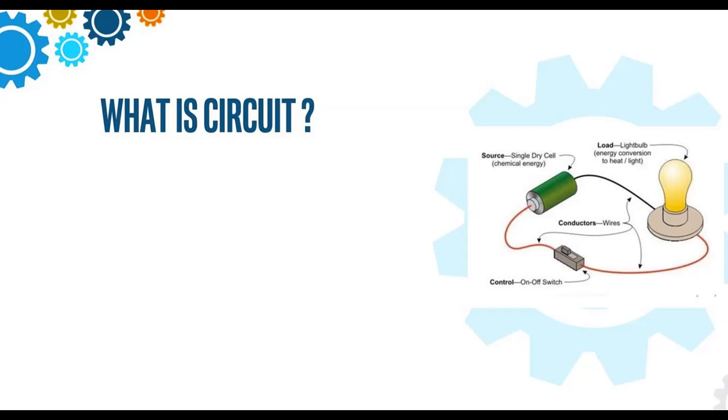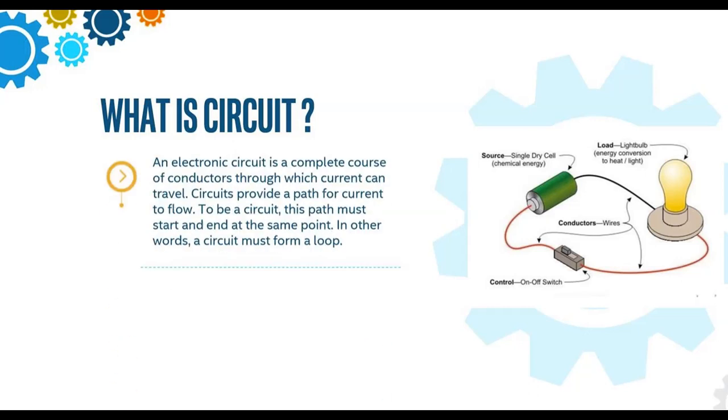I can say that we require a control, such as a switch, then a source as a power source, which can be a single dry cell, any sort of cell, or any power supply, and then a load which can work on that particular source. As per the definition, an electronic circuit is a complete course of conductor through which current can travel. Whenever I switch on that control or switch, current starts to travel from one end to another end. So the circuit provides a path for current to flow.